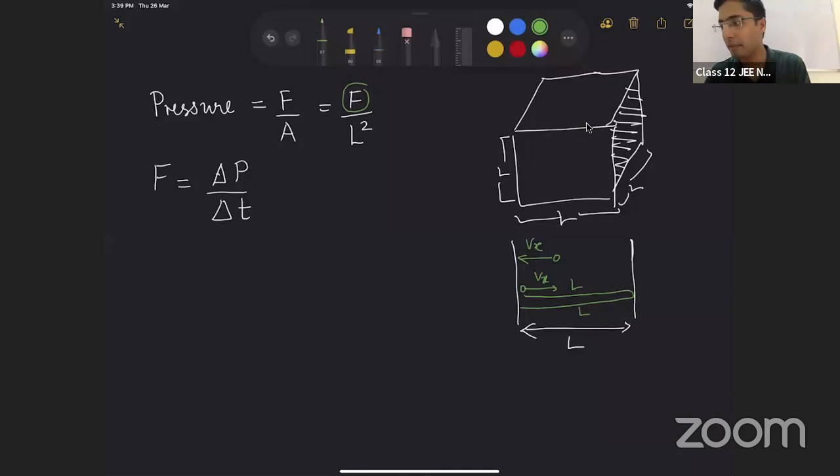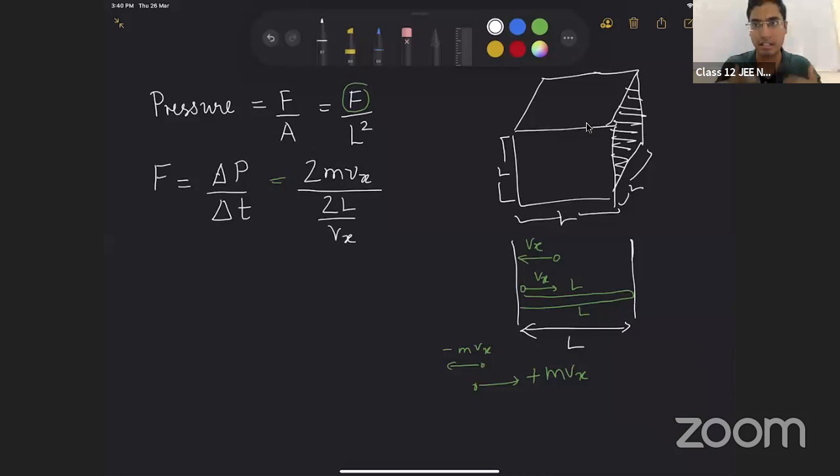Which basically means the change in momentum: initially it was mvx, finally it is minus mvx. Sorry, this is plus mvx, this is minus mvx. So change in momentum is 2mvx. So the numerator is 2mvx. And the time taken for the next collision is the distance covered, 2L, upon Vx. Distance upon speed is the time taken. That's a simple formula. So this turns out to be mvx square by L. This was step 1. Step 1 was to conclude that the force due to the x direction is mvx square by L.